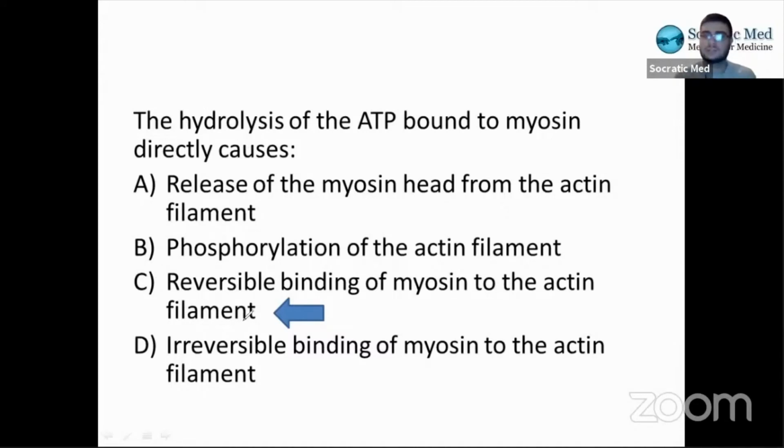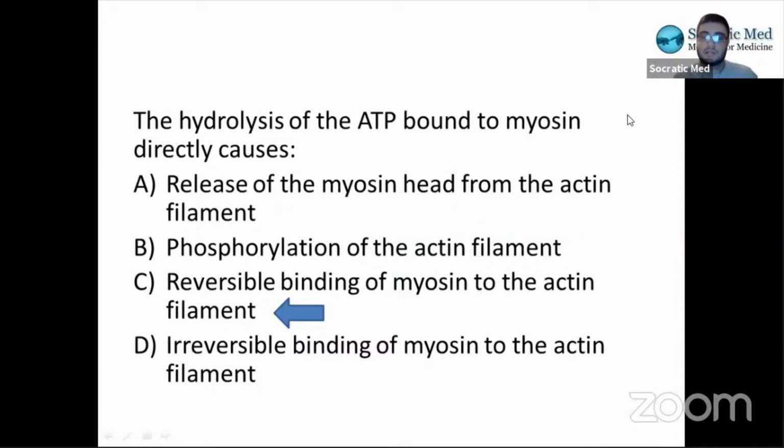Remember that hydrolysis of ATP is the breakdown of ATP for energy. What do you need energy for? You need energy for the myosin to actually bind to the actin. And the reason it's not D, which nobody picked, but just in case I wanted to go over it, irreversible binding, is because the binding can be reversed by simply removing the ATP and adding in another ATP. So you can reverse it, and if it was irreversible, you would have a big problem in your body. That's why it's reversible binding.